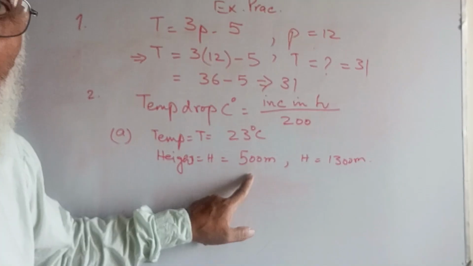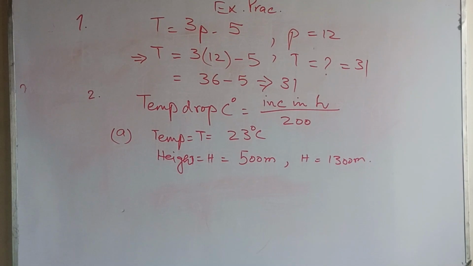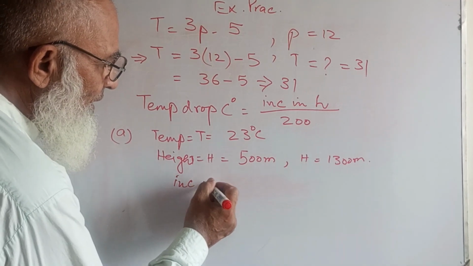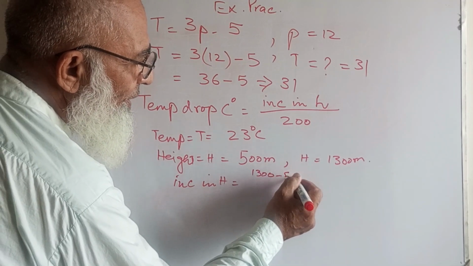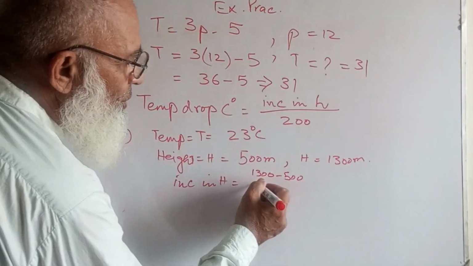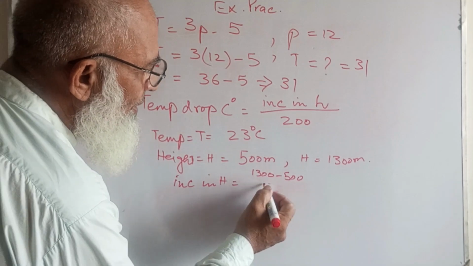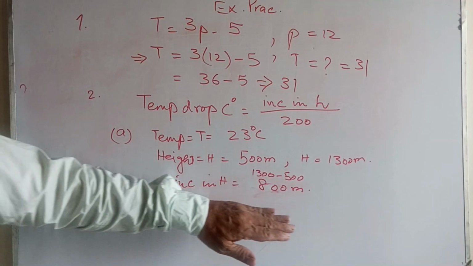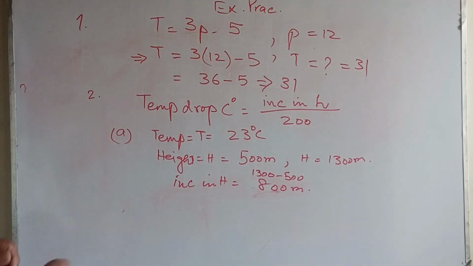When you reach from 500 to 1300, that means you have covered how much more distance? You have covered 800 meters more. Now the increase in height is equal to 1300 minus 500. That is equal to 800 meters. Let me write clearly: 800 meters. And for 800 meters, what temperature should you get?